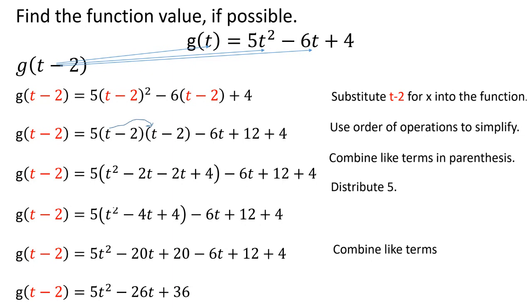And then I have two constants. I have a plus 20 and I have a plus 4. So that's 24, and then I have the plus 12, which is going to give me the 36. And this is my final answer. When my input or my x value was t minus 2, my output or my y value was 5t squared minus 26t plus 36. Okay. Any questions?